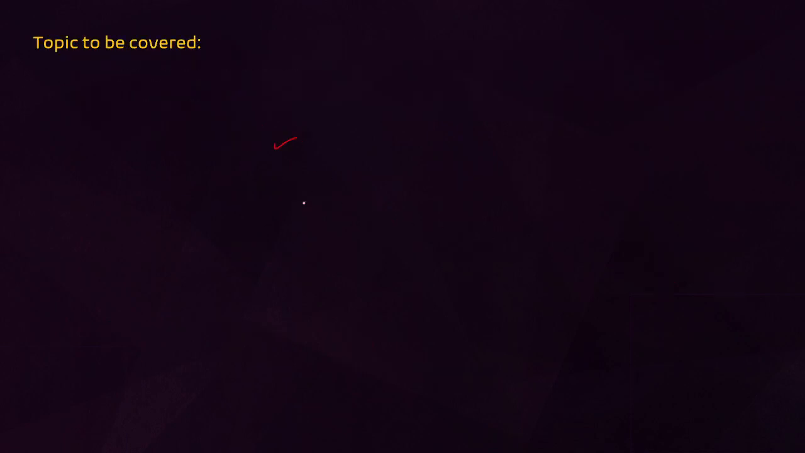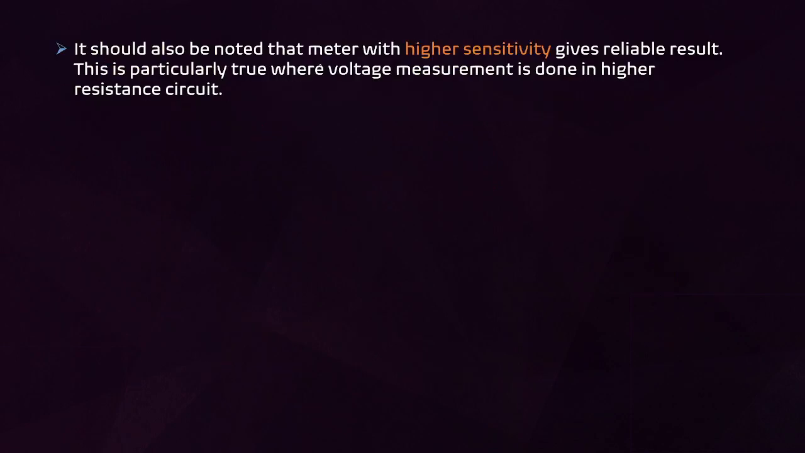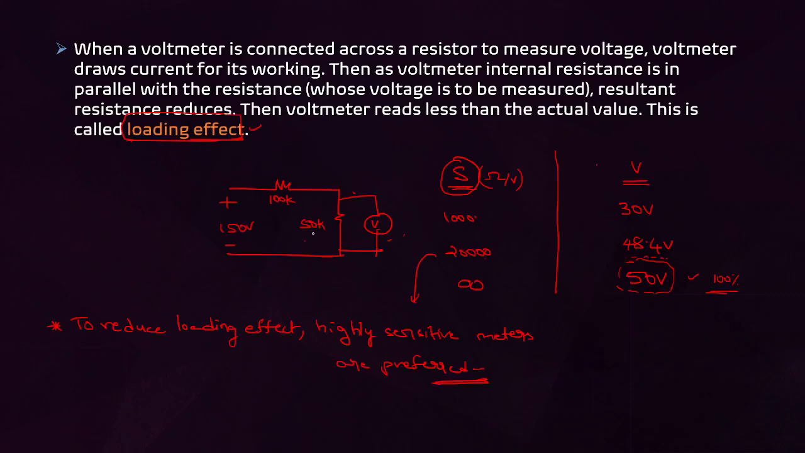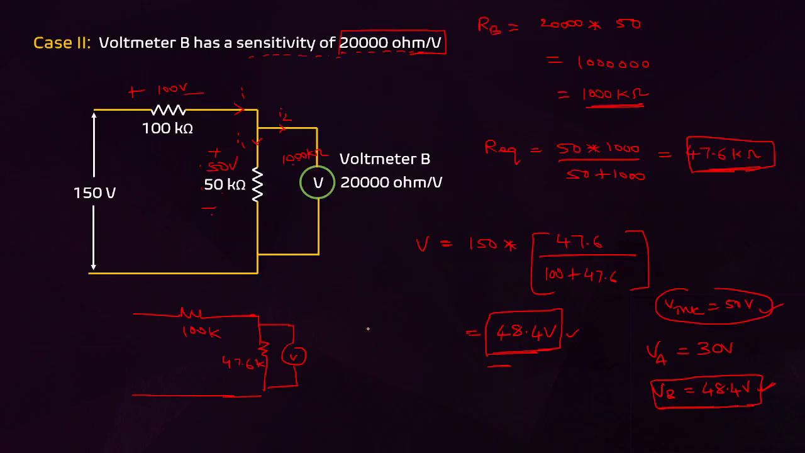We already said this point just before, right? How to overcome? It should be noted that the meter with higher sensitivity gives reliable results. That's what I showed just now. This is particularly true where voltage measurement is done in a higher resistance circuit, right? Since we took 50 kilo ohm, 100 kilo ohm, these are higher resistances. So for these cases, we need highly sensitive meters in order to eliminate loading effect. All this is called loading effect.